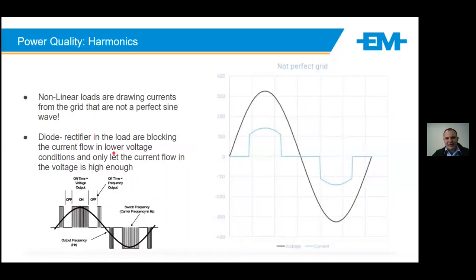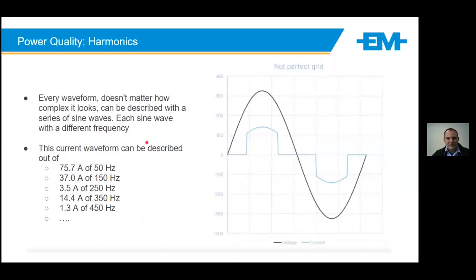Now, as a few slides before, I had the different harmonic orders depending on the type of pulse from the rectifier. All these add up onto this waveform. So I have a brief example of what this might look like. Every waveform, no matter how complex it looks, can be described with a series of sine waves. Each sine wave will have a different frequency. So this current waveform can be described as the current drawn at a specific frequency.